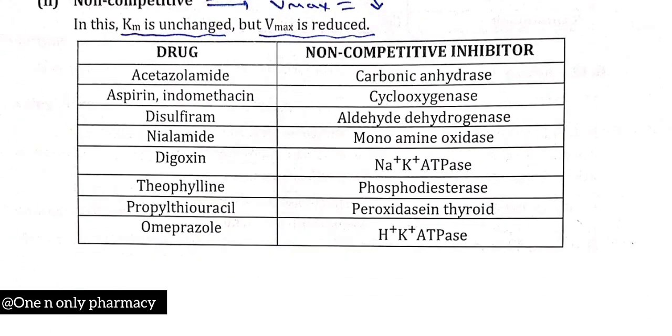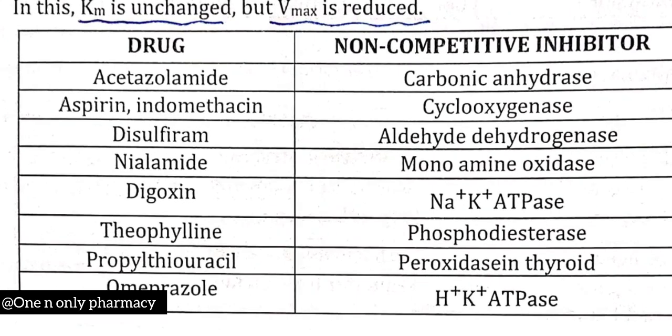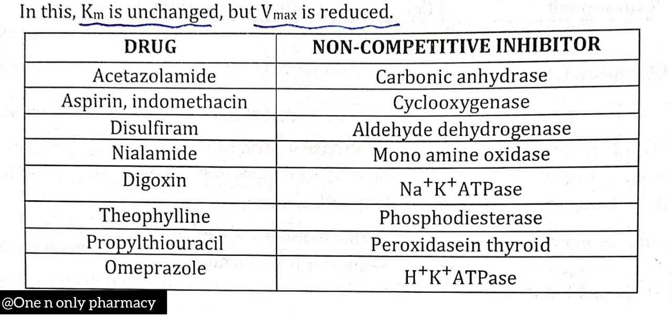This table is so important: drugs and their non-competitive inhibitors. Let's see once again. Acetazolamide inhibits carbonic anhydrase. Aspirin and indomethacin inhibit cyclooxygenase. Disulfiram inhibits aldehyde dehydrogenase. Nialamide inhibits monoamine oxidase. Digoxin inhibits the sodium potassium ATPase pump. Theophylline inhibits phosphodiesterase. Propylthiouracil acts on peroxidase in the thyroid. Omeprazole inhibits the proton pump, meaning hydrogen potassium ATPase. Proton means hydrogen. Okay, simple tricks.